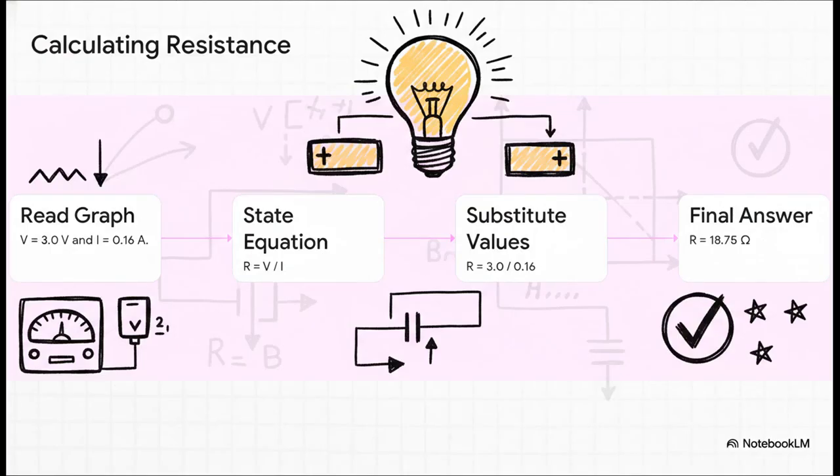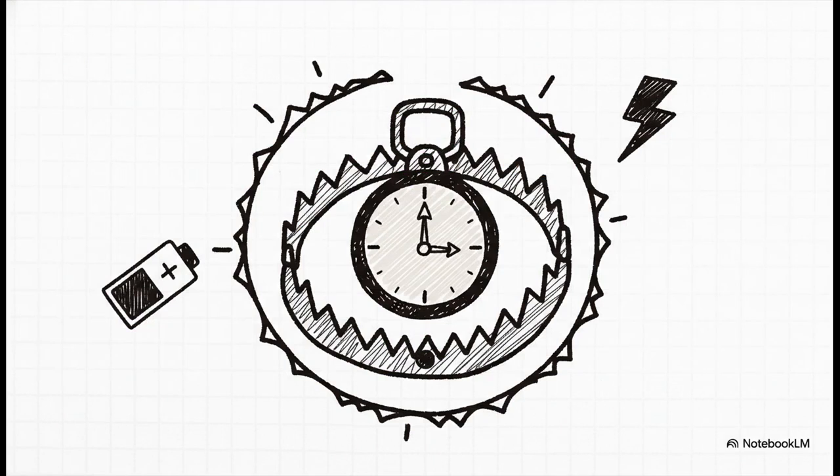Once you have your values, the rest is just method. State the equation you're using, R equals V divided by I. Then, plug in your numbers, 3.0 divided by 0.16. That gives you a final answer of 18.75 ohms. You get 1 mark for the right substitution and 1 for the correct final answer. And just like that, 3 marks are in the bag. Next, a hefty 5-mark question.